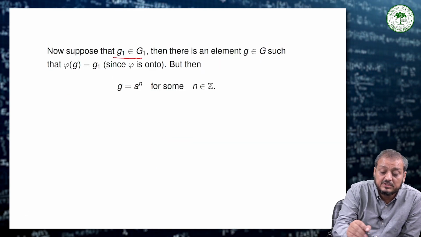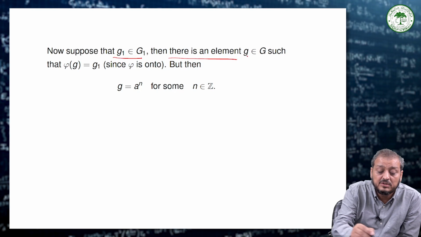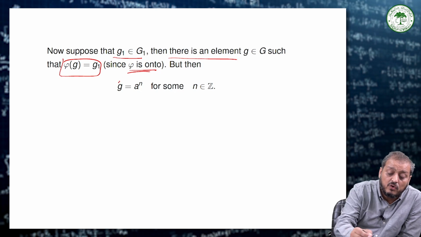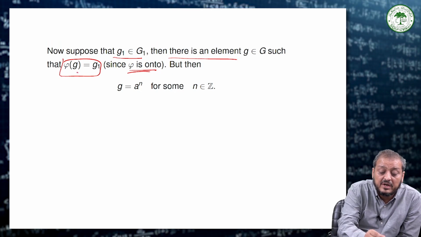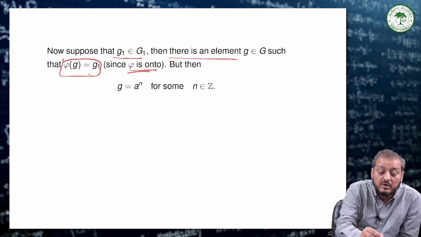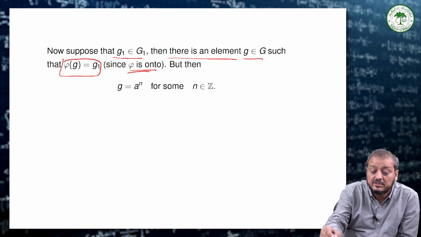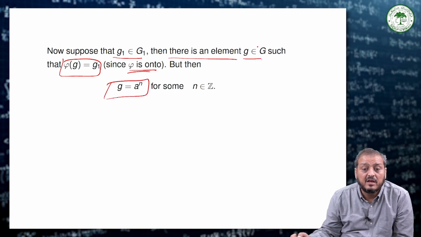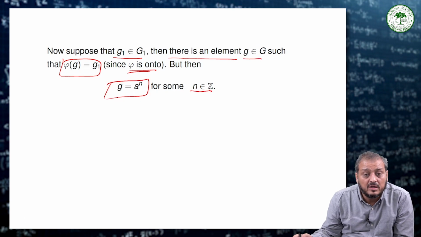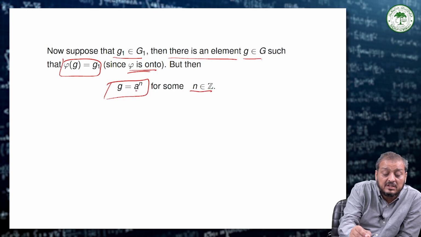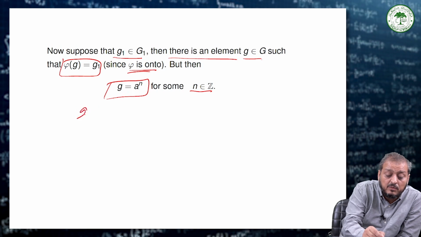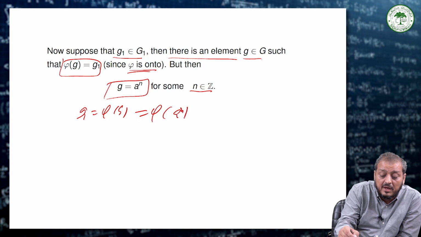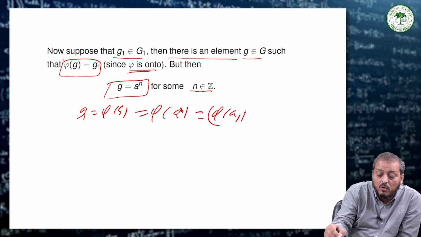Suppose g1 is an element of G1. Then there exists an element g belonging to G such that phi of g is equal to g1, since phi is onto. If phi is onto, then g1 can be written as phi of g, where g is an element of G. Every element of G can be written as a to the power n for some integer n, because G is cyclic. So g1 can be written as phi of g, which is phi of a to the power n, and this is phi of a whole to the power n.